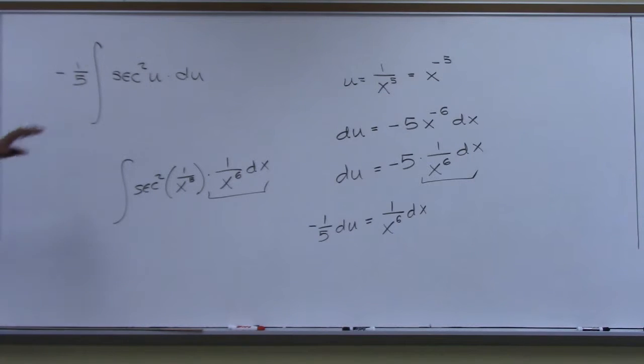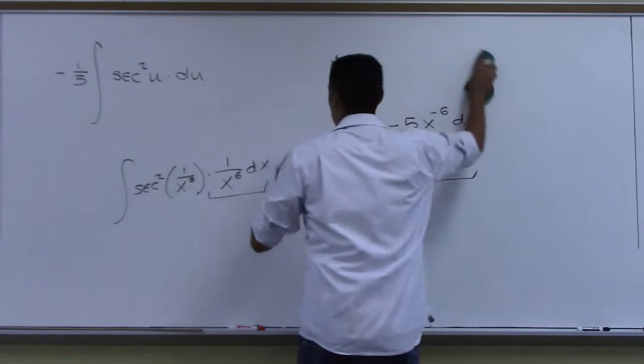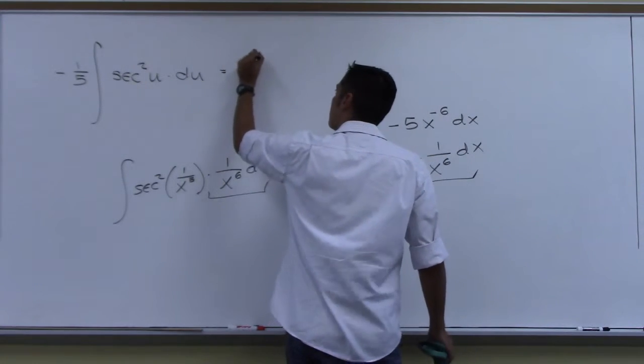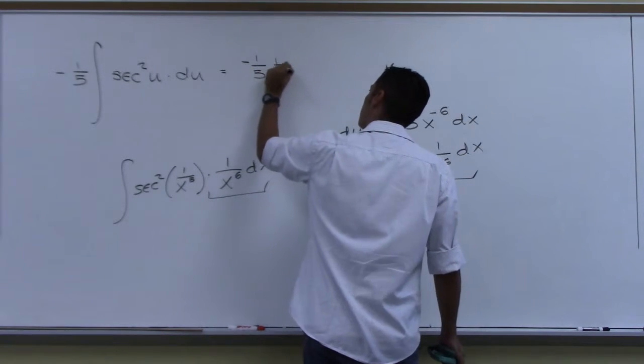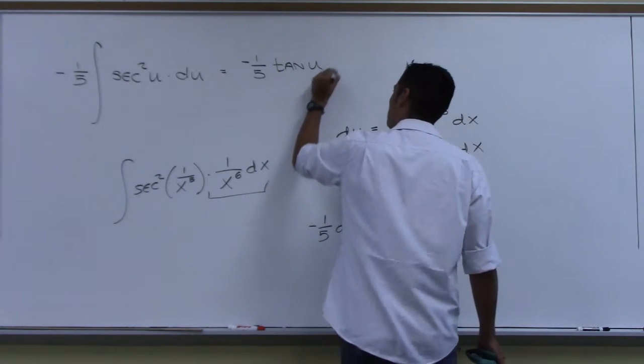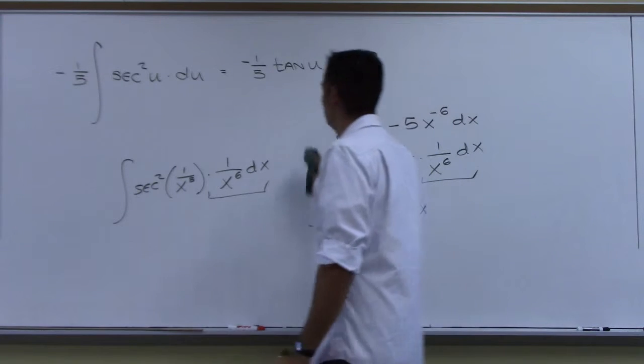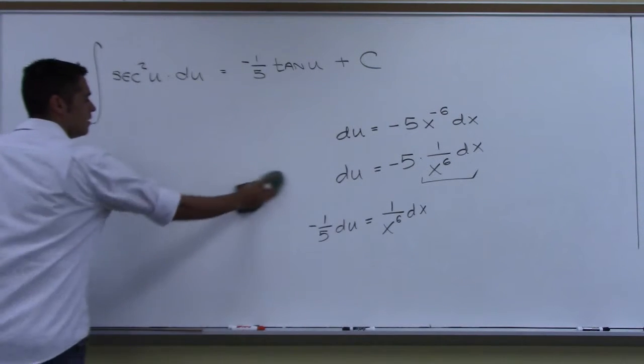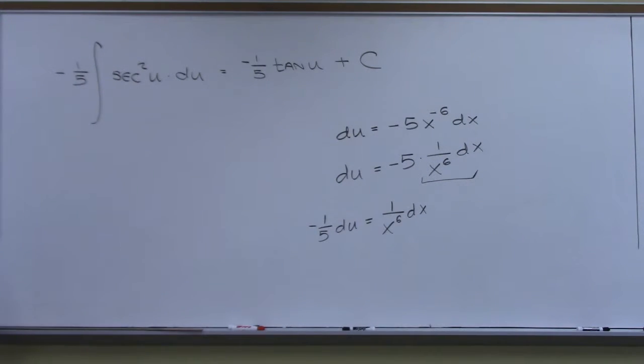Good? Antiderivative of secant squared u is... careful, tangent u. Right? Antiderivative of this is tangent u, but we still have the negative 1/5 out front. So negative 1/5 tan u, and then replace u with 1 over x to the 5th. We're done.